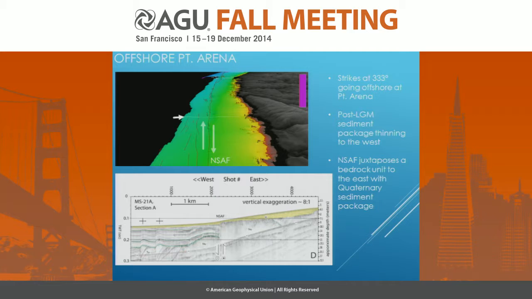So what I want to do here is give you an overview as we move through the fault zone and show you some of the data we've collected and the interpretations we've made. As we move offshore, just north of Point Arena, we see the San Andreas fault zone trending at a strike of 333, and in the seismic data we see westward thinning Holocene deposits that are slightly offset by the San Andreas. We see the San Andreas juxtaposing a bedrock unit on the east with what we've interpreted as a Quaternary marine sediment package here to the west that's likely part of the Point Arena Basin that's further offshore.